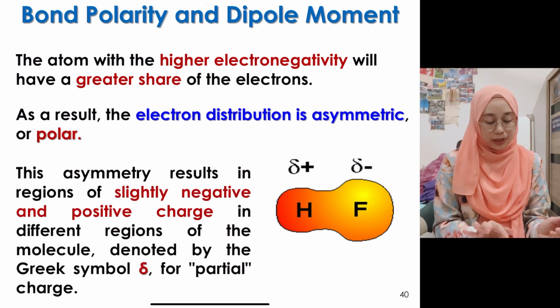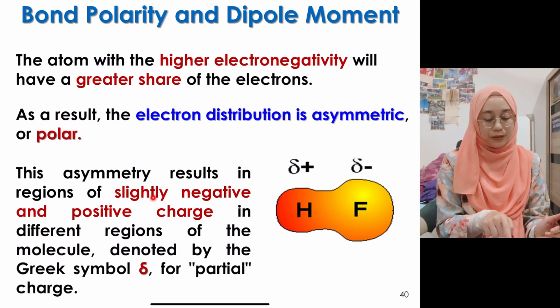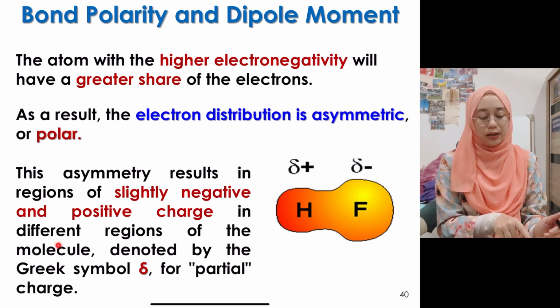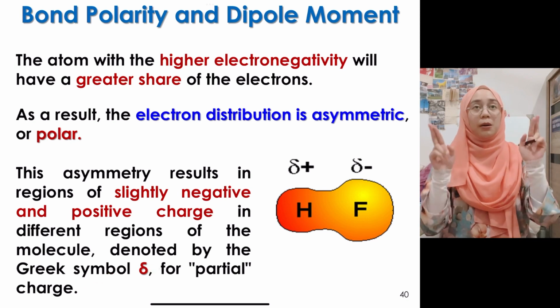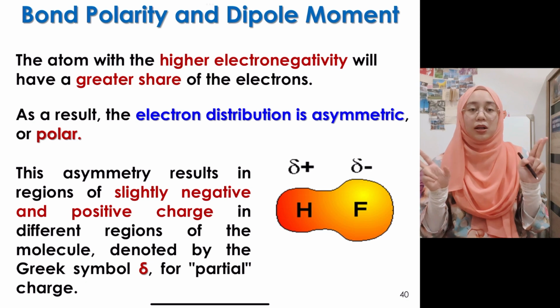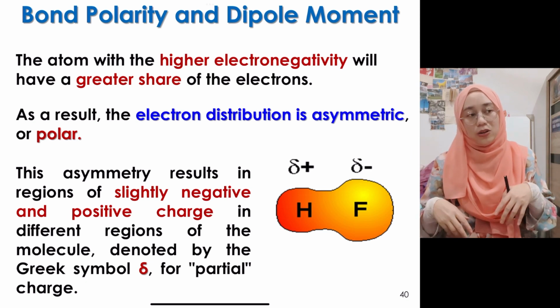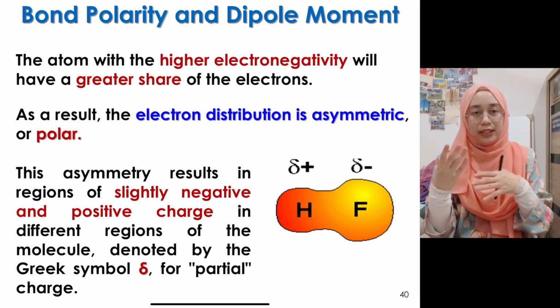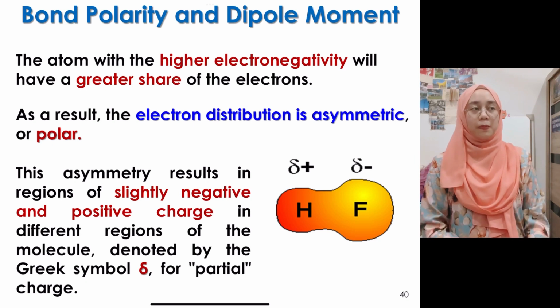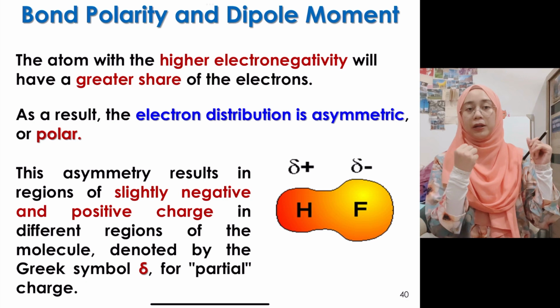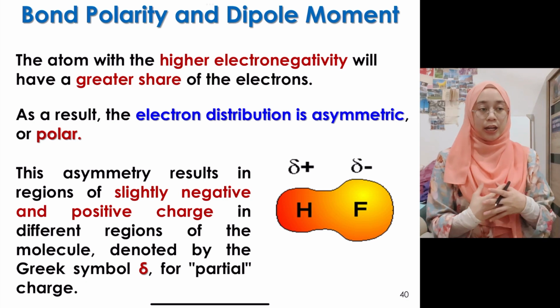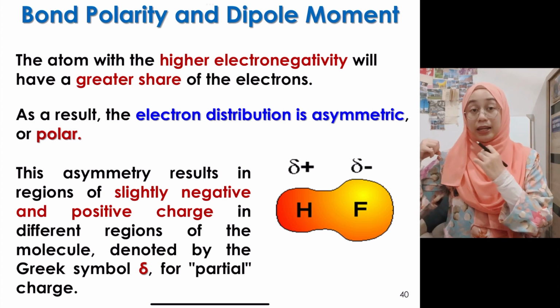So, this asymmetry results in a region of slightly negative and positive charge in the different regions of the molecule, denoted by the Greek symbol delta for partial charge. Partial bermaksud not completely. Okay, not completely. Dia sikit-sikit je. Okay, dia bukan macam cation ataupun anion kan. Cation is something that is completely positive charge. Anion is something that is completely negatively charged.